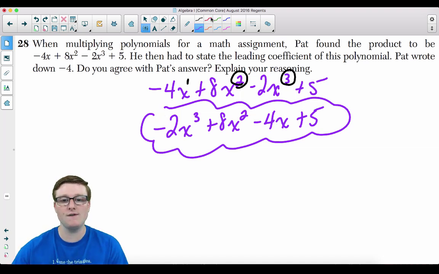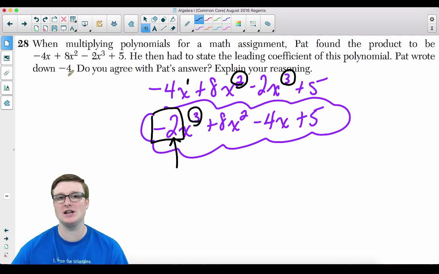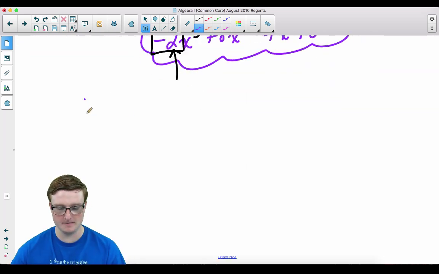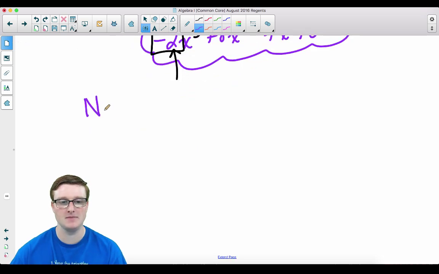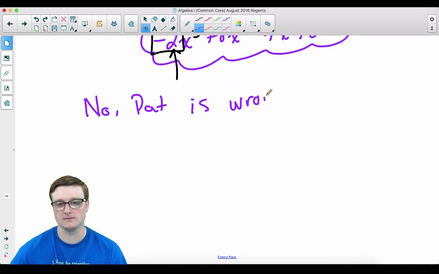So the leading coefficient is attached to the highest degree. So the highest degree in this case is 3. This negative 2 is actually your leading coefficient, not negative 4. So we're going to say that Pat is incorrect. It says, do you agree with Pat's answer? No. So no, Pat is wrong.